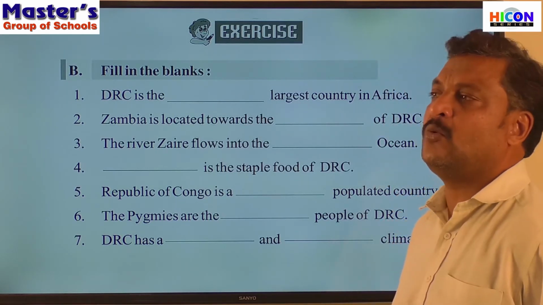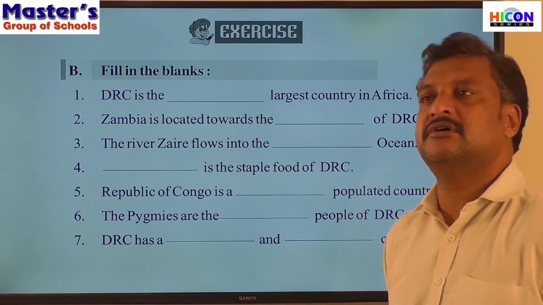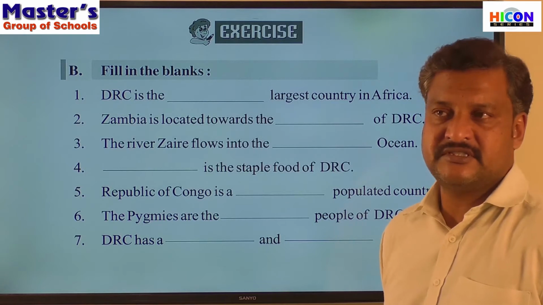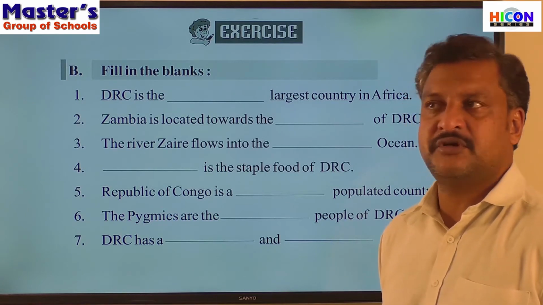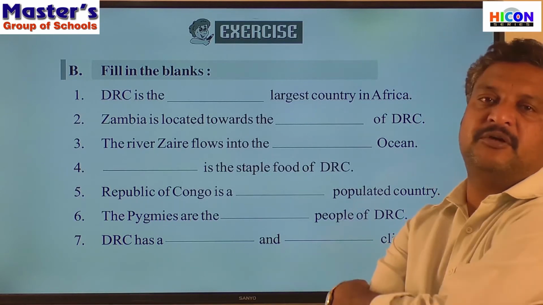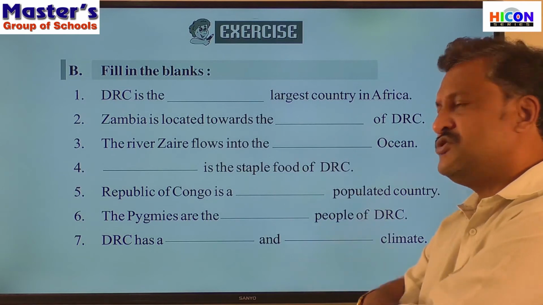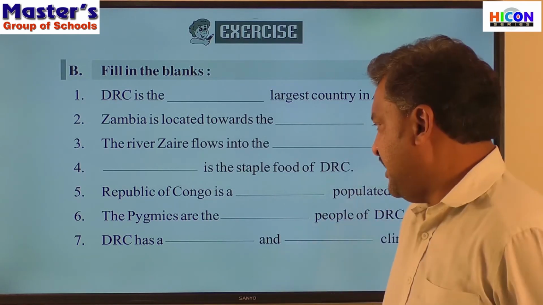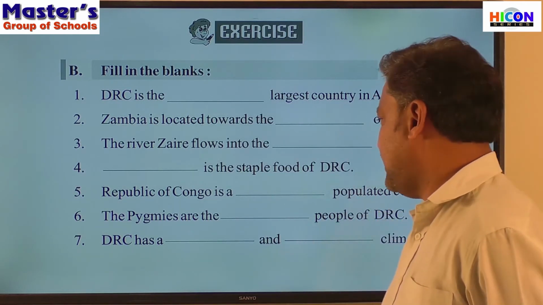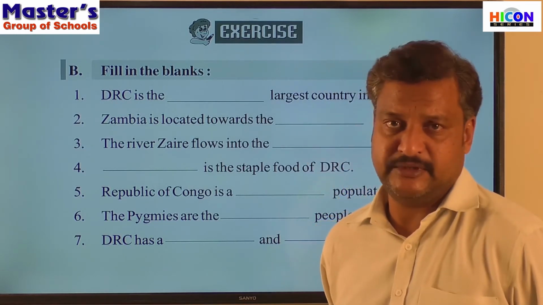Other than the white people, the Europeans who go over there for the church activities or the education, trade or something like that, the original people of DRC are all tribal people. So Pygmies are also tribal people. DRC has a dash and a dash climate. It's very hot and wet climate.